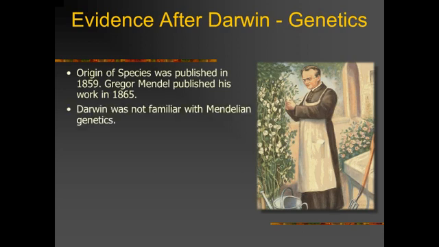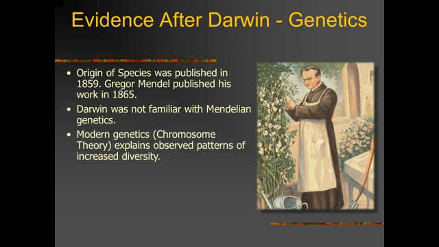Okay, so first we'll look at genetics. The Origin of Species, as we said, was published in 1859, and Mendel's results were published in 1865. Now, we know that Darwin was not familiar with Mendelian genetics because he confessed to not knowing the mechanism for how traits are passed from parent to offspring.